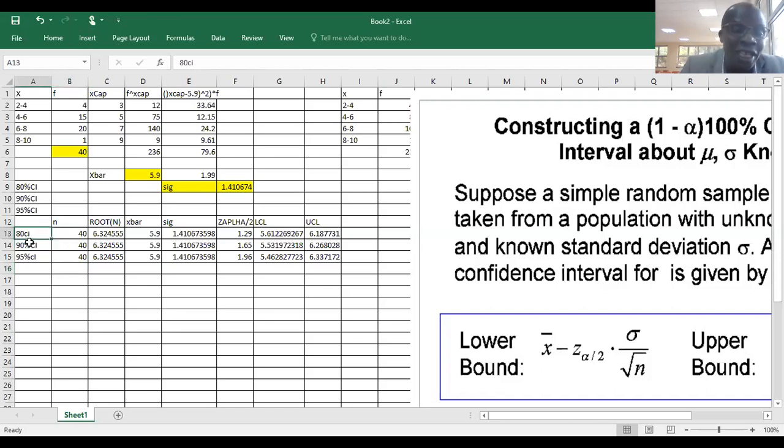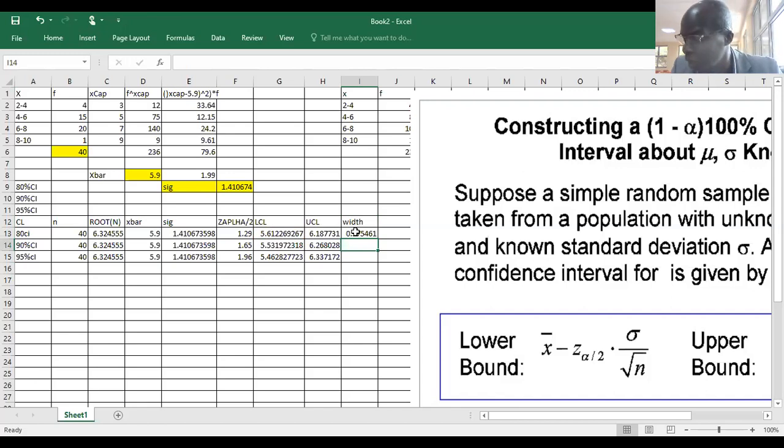This is the confidence level, these ones here. Degree of confidence, just call it confidence level, as it may confuse you with the degrees of freedom. Now, to get the width, let's get the width of these confidence intervals. That's the size. The width here is this minus this.